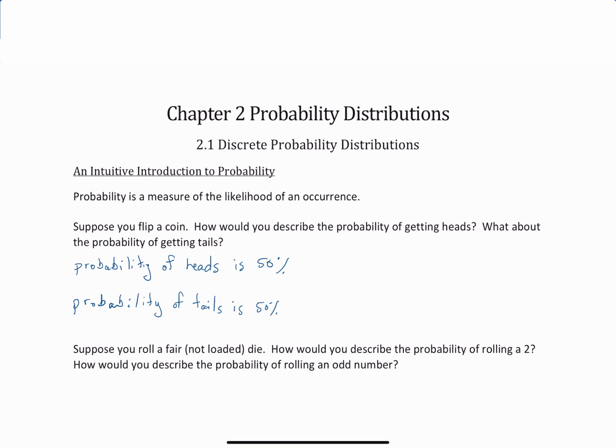I'm going to introduce a little bit of mathematical notation here. A shorter way of saying probability of heads so that we don't have to write it out in words is we use a capital P, and then we'll use the letter H to represent heads. So this notation is read probability of heads. And we've just decided that that is 50%. Similarly, the probability of getting tails, I'm going to call that P of T, is also 50%.